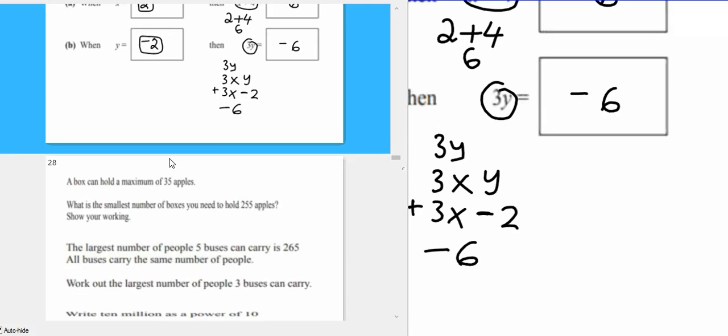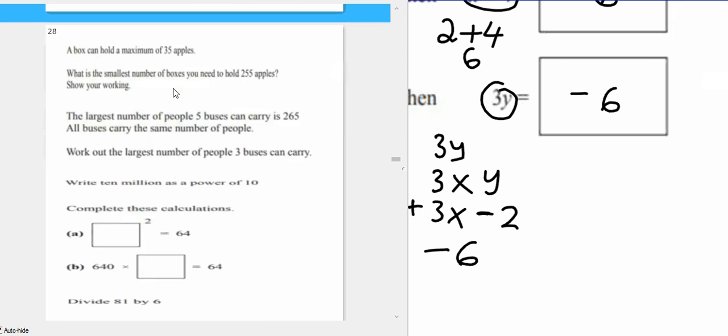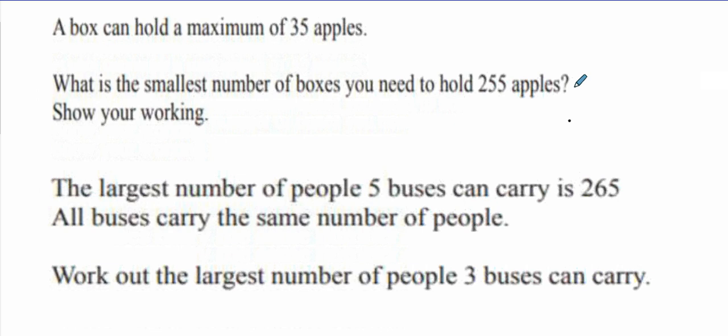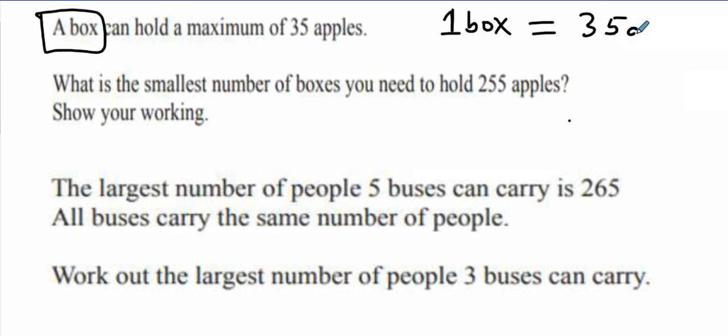Let's go to this question over here. A box can hold a maximum of 35 apples. A box means one box can hold 35 apples. See that? Now, what is the smallest number of boxes you need to hold 255 apples?